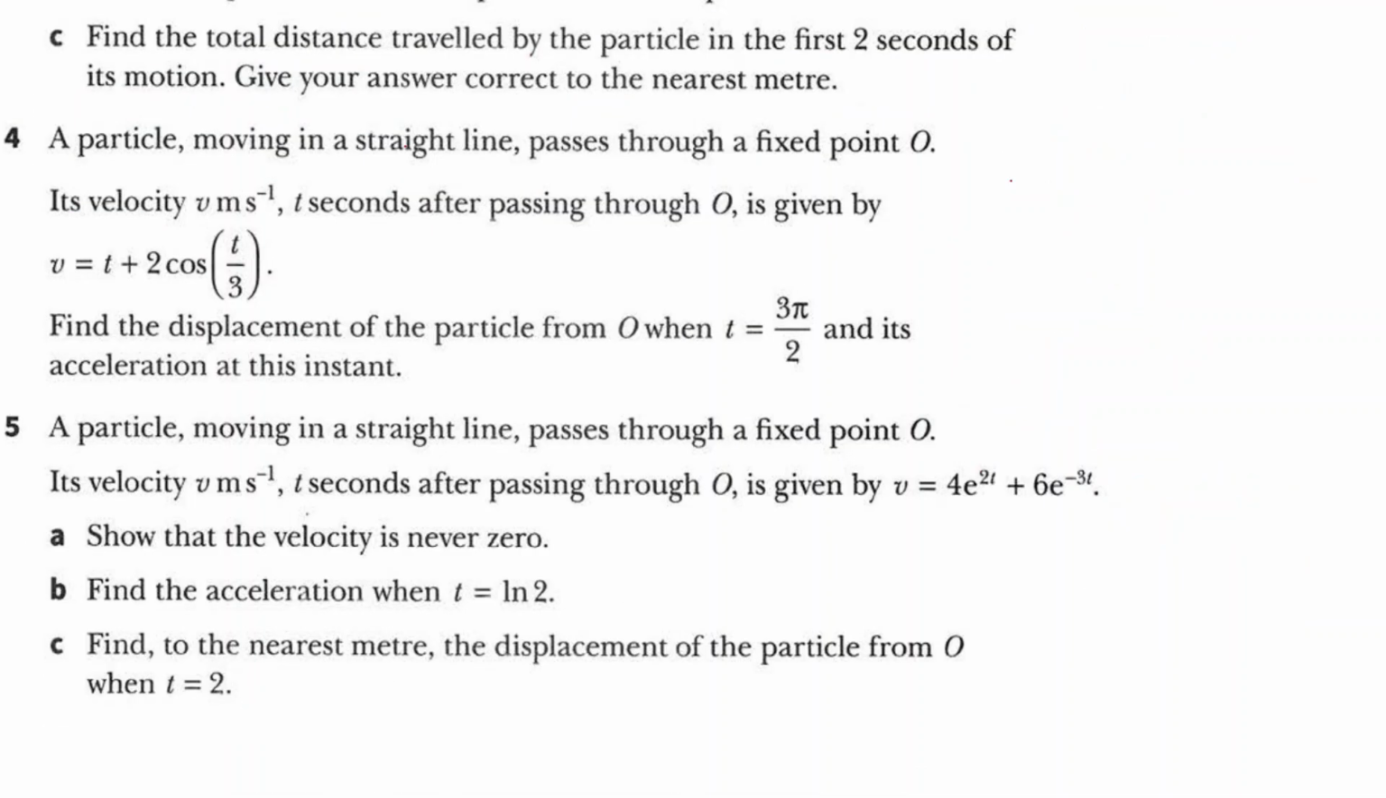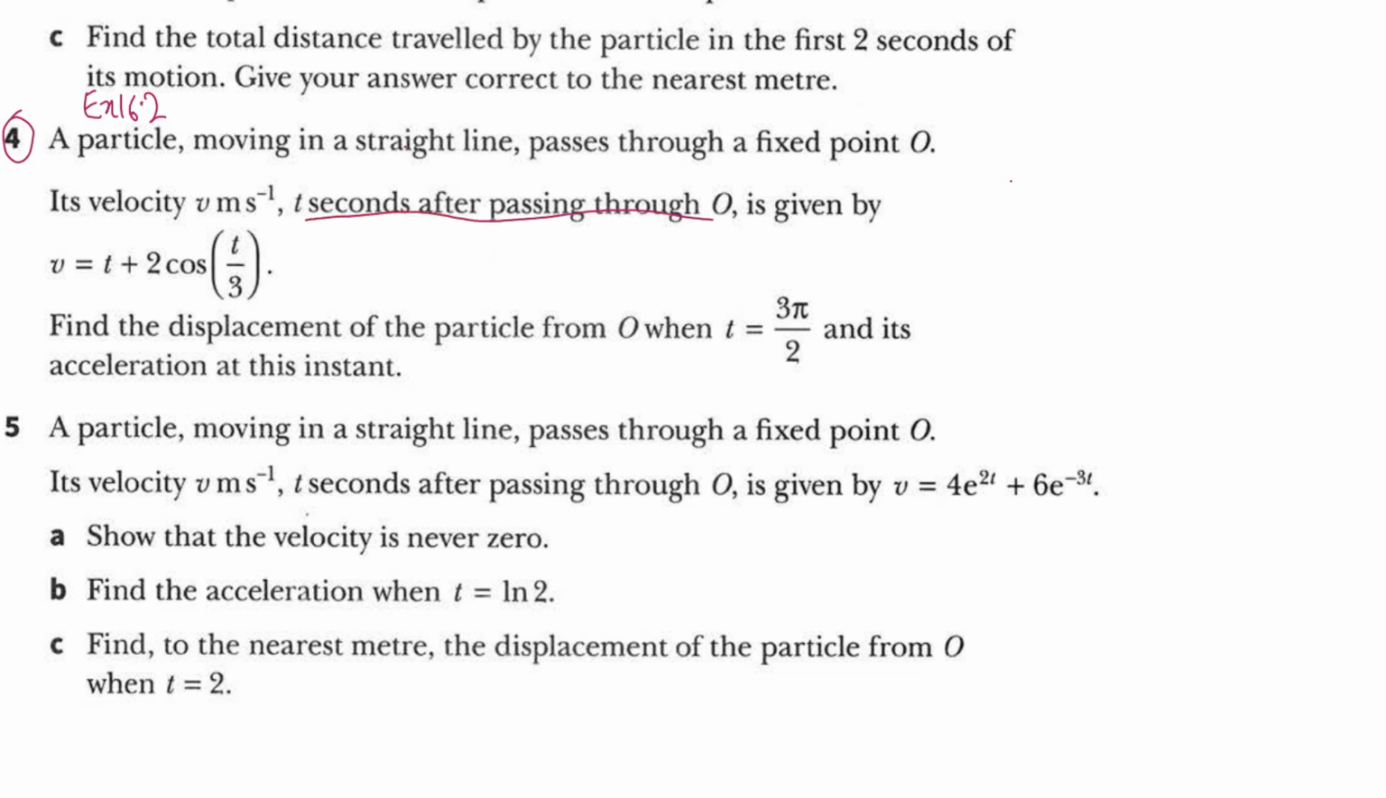Solving kinematics from the Cambridge Admit book, and it's exercise 16.2. In this stage we're going to figure out question number 4, where a trigonometric function is given. The expression for the velocity of a particle passing through O at time t is given here.